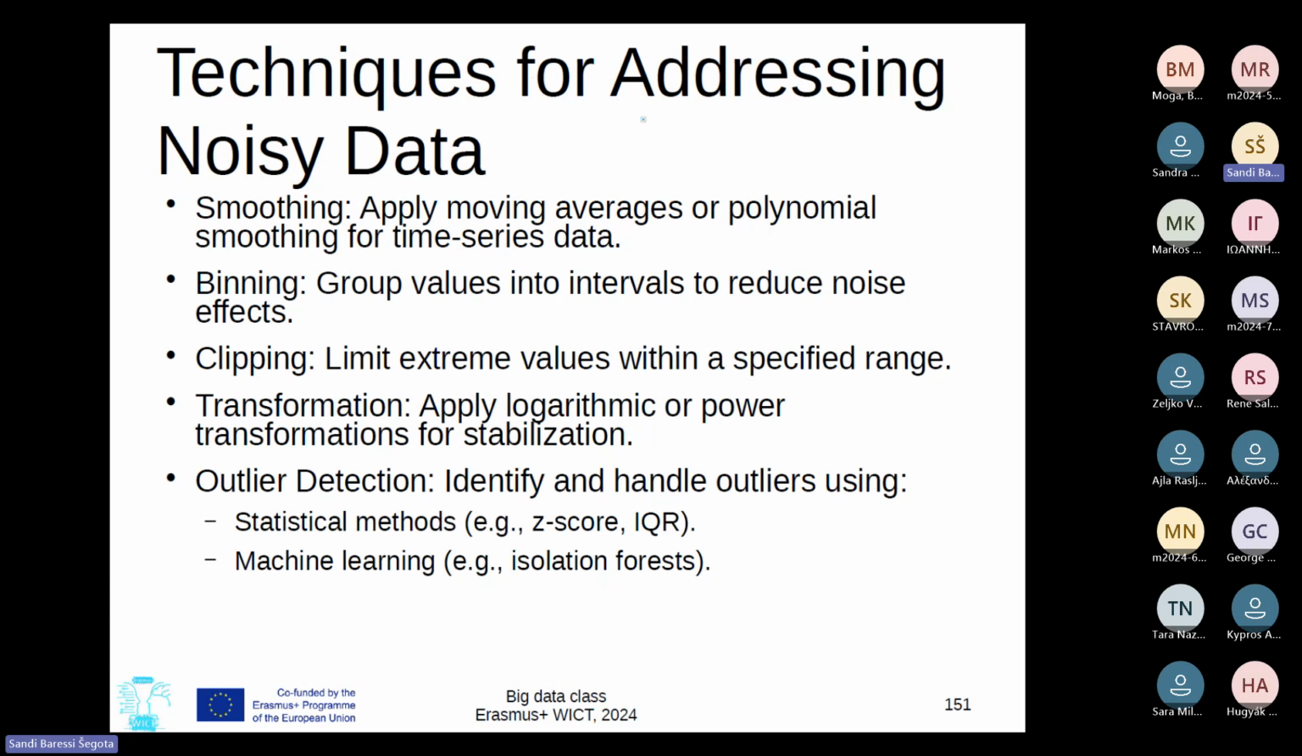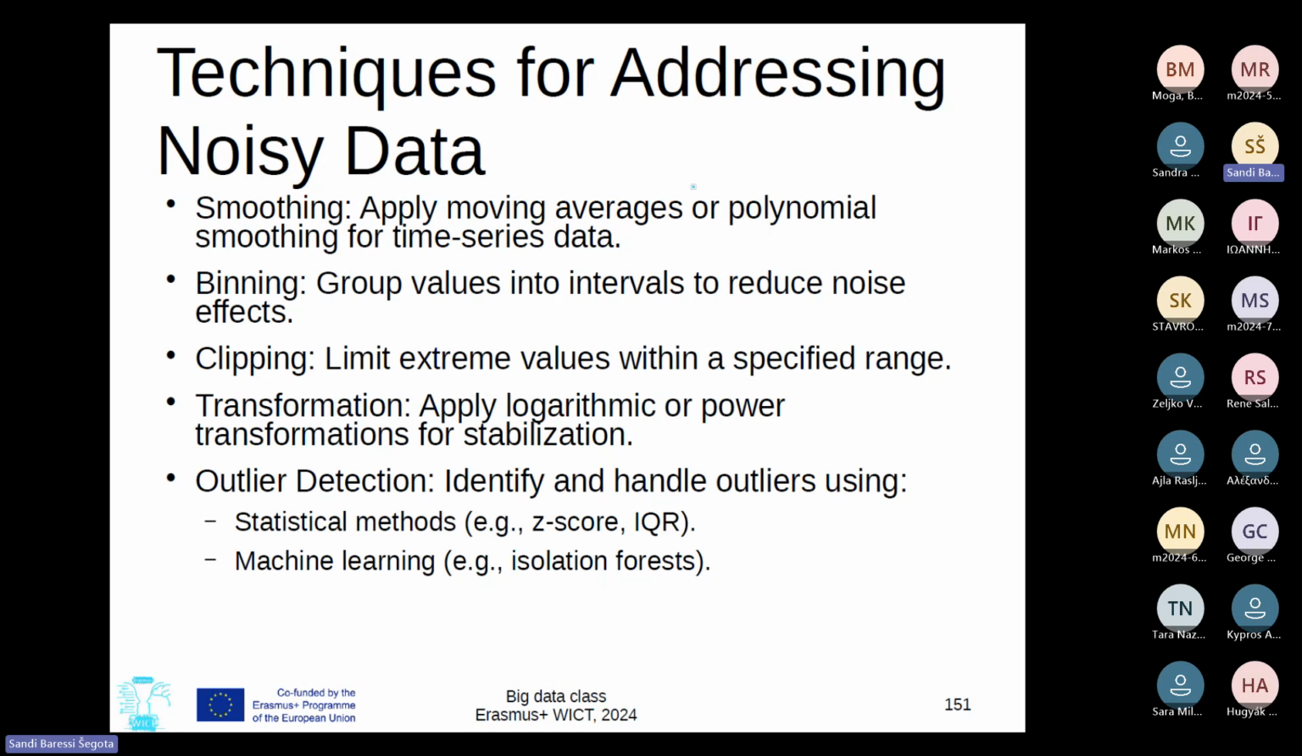Moving average is a very common algorithm, polynomial smoothing and so on. It's a whole science in itself. Signal processing to get smooth data is an entire field of science on its own, so there are a lot of techniques. Binning is basically grouping values into intervals, so you control that noise.